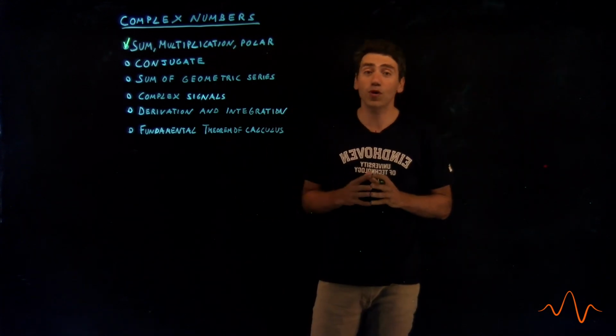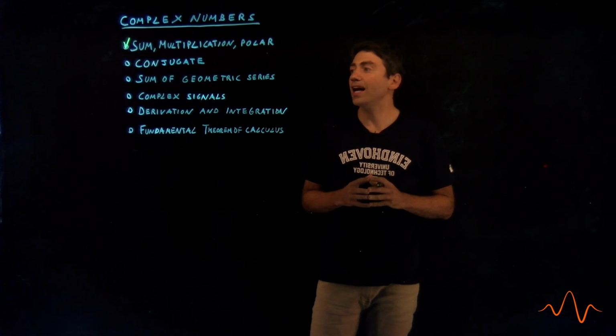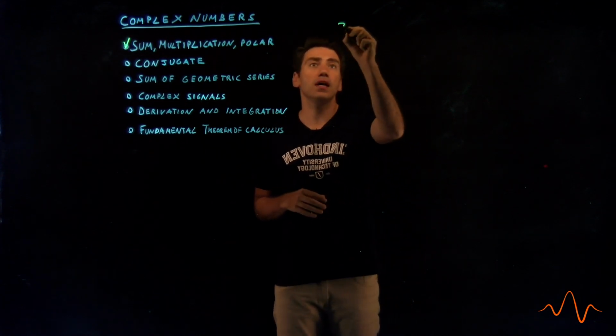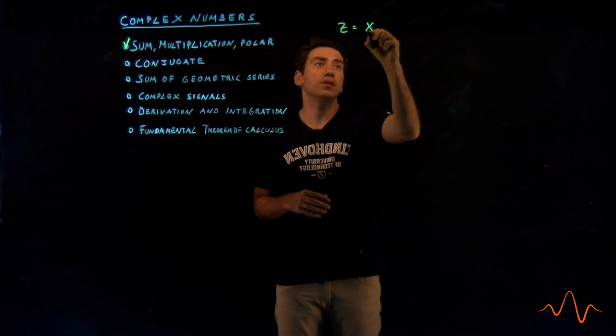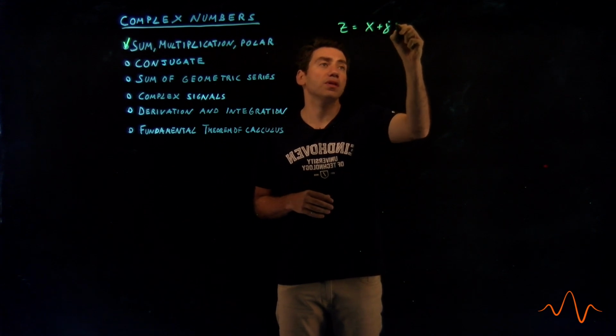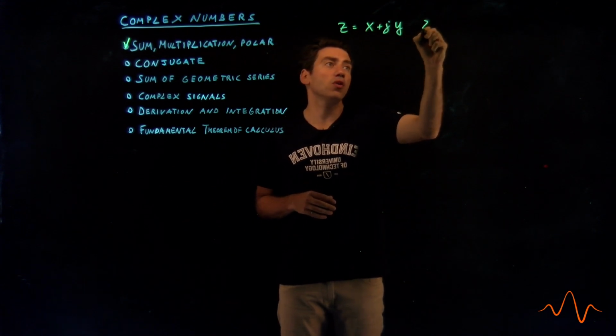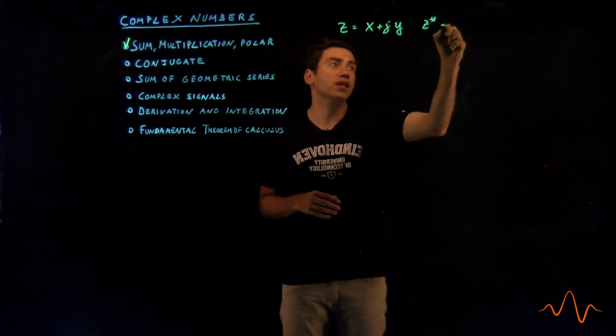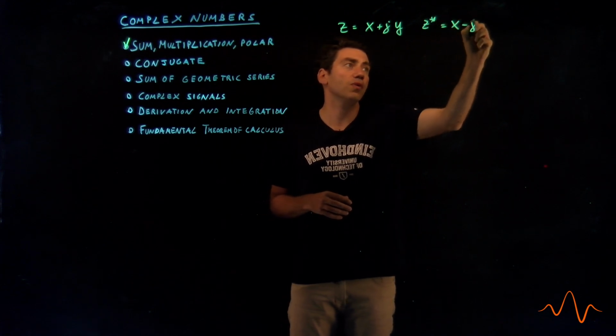So now let's move on to complex conjugate. If we have a complex number, x plus jy, its complex conjugate, denoted by this, is nothing more than x minus jy.